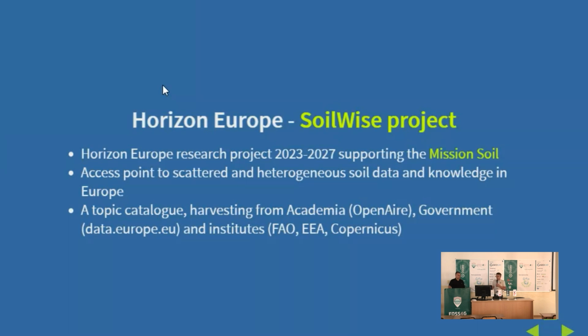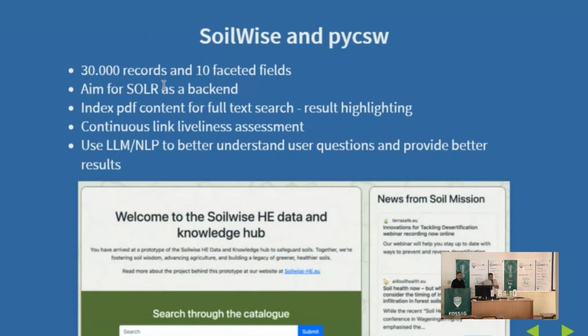Like it's coming from academia, so those typically use the DataCite schema from OpenAIRE. Government data coming from data.europa.eu and the INSPIRE portal, and institutes such as FAO, EEA, Copernicus. So we have to do a lot of harmonization of those metadata records because each of these communities typically have their own metadata schemas. And so this results in a catalog, which you can access. So by now we have 30,000 records in that catalog, and we have 10 faceted fields.